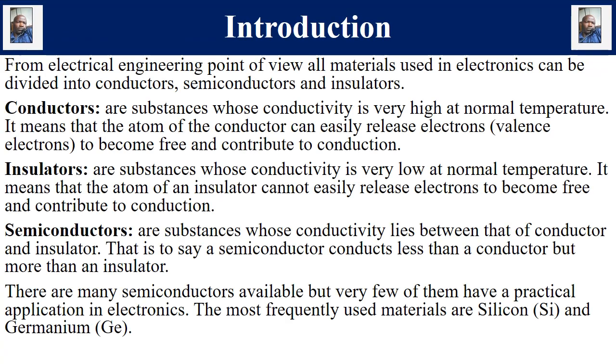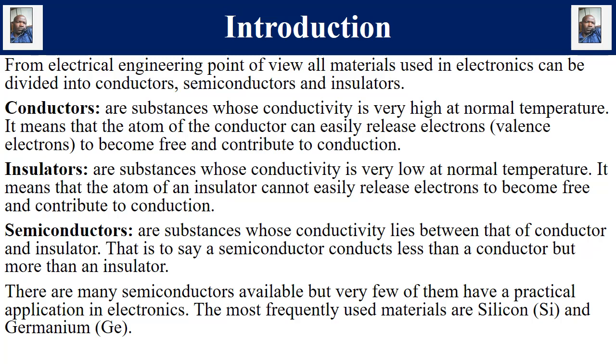A look at the three materials in more detail. Conductors. These are substances or materials whose conductivity is very high at normal temperature. What do we mean by normal temperature? We'll normally be referring to room temperature. This means that the atoms of a conductor can easily be released from the valence shell into the conduction band to become free and contribute to electric current flow. Don't worry, we'll look more into some of the terms in that statement.